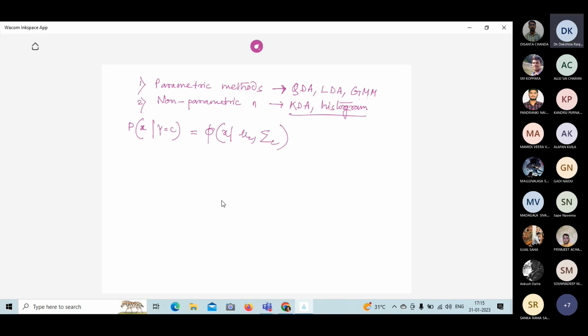So what is c? c is the class information for a particular datum x. Or better to say, this is our feature set. Now if the class information is already available or provided, then based on the class information, we can obtain the Gaussian density p of x given y equals c as phi of x given mu c comma sigma c. What is mu c? mu c is the mean.